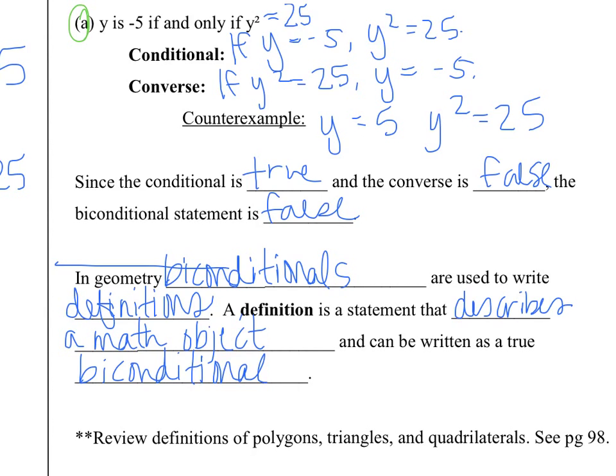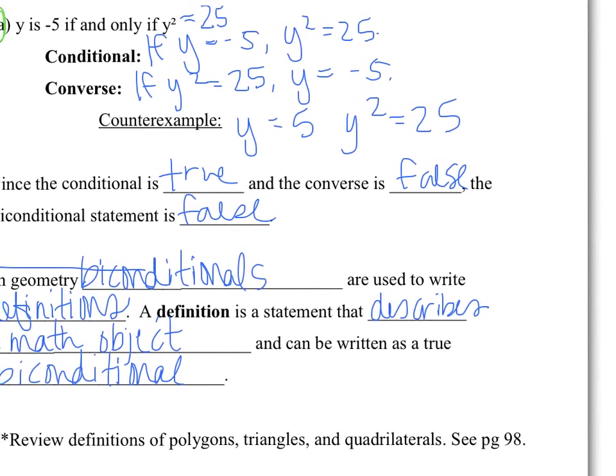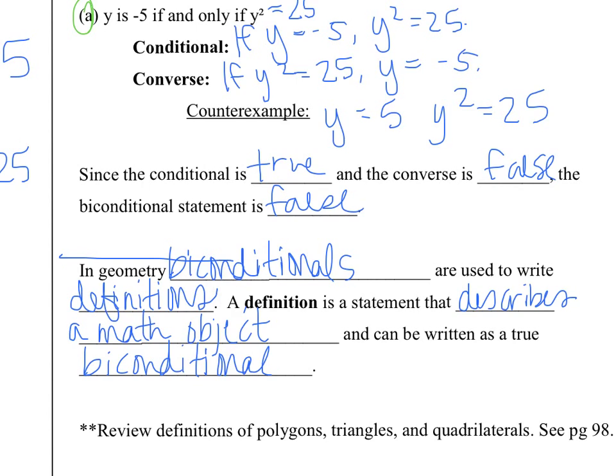Okay, so the conditional is true and the converse is false. It has to be able to go forward or backwards, so that didn't happen here, which must mean that the whole statement has to be false. It has to be able to go forward or backward.